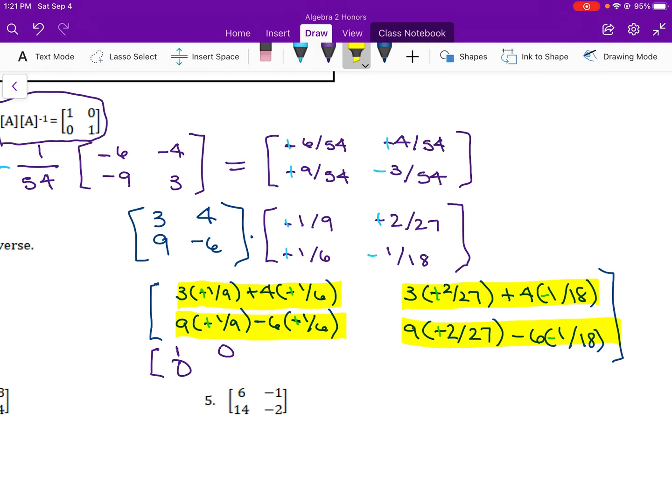Minus 6 times negative 1 over 18 gives us 1. There we go. Oh my goodness, keep writing with the highlighter.